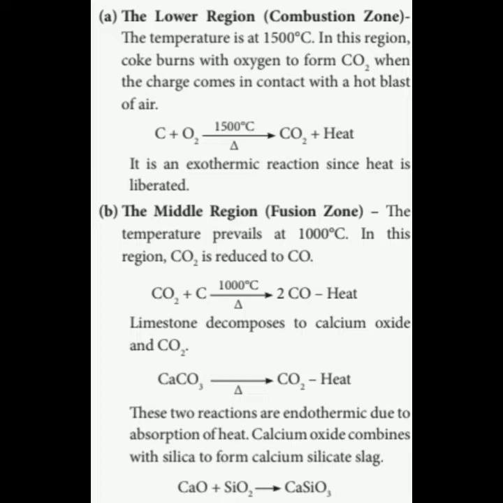Limestone, that is calcium carbonate, decomposes on heating to give calcium oxide, CO2 and heat. These two reactions are endothermic because both absorb heat. The calcium oxide combines with silica, SiO2, to form calcium silicate as slag. Slag means calcium silicate, CaSiO3. Here SiO2 is called sand. So when calcium carbonate, limestone, is heated it forms calcium oxide and carbon dioxide. That calcium oxide then combines with the silica to form calcium silicate as slag.